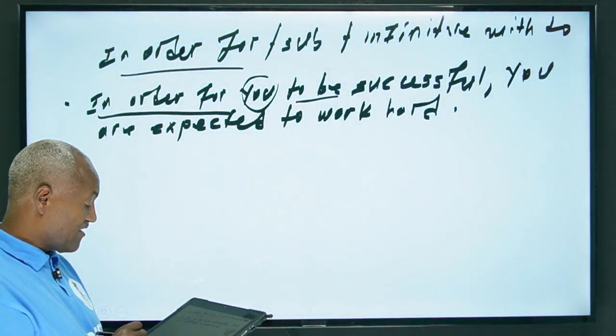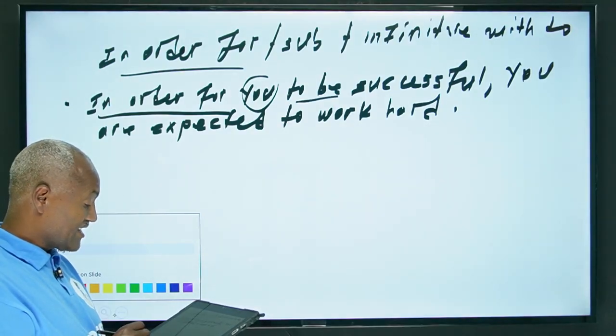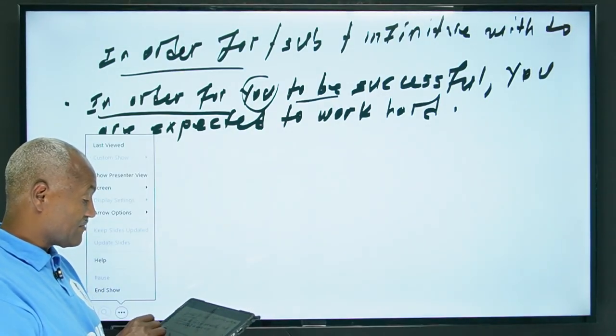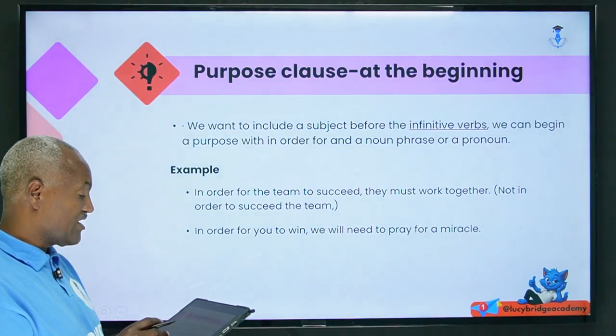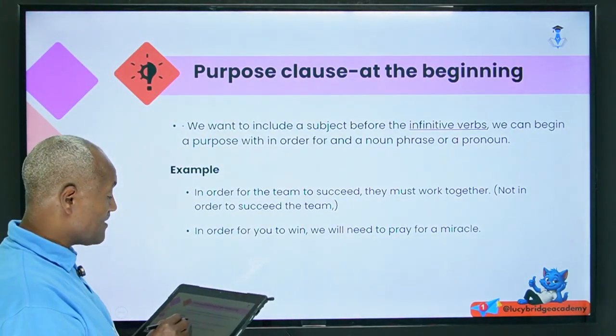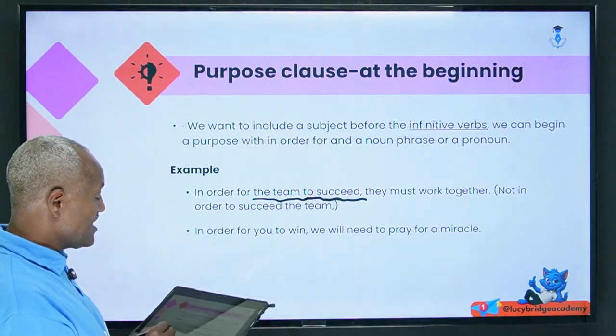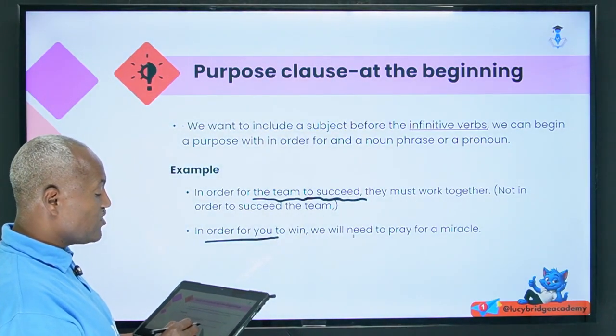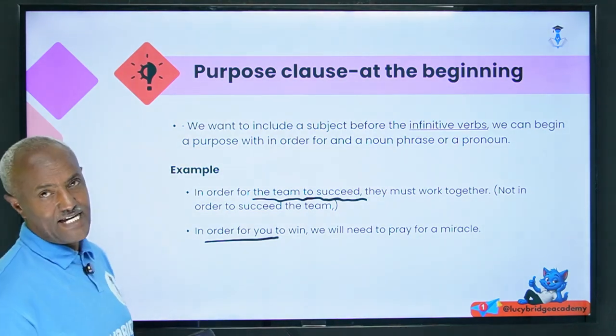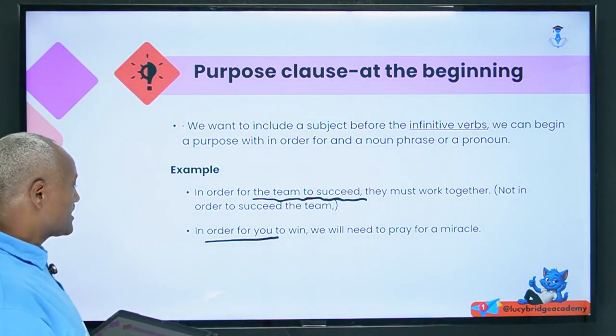Much more here, you do have examples, and then you can see in the examples much more concerning this one. Look here, in order for the team, have you seen? In order for the team to succeed, they must work together. In order for you to win, we will need to pray for a miracle.